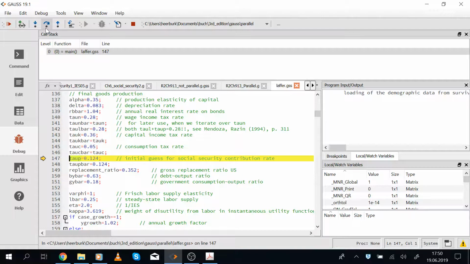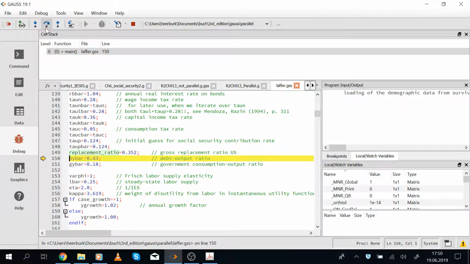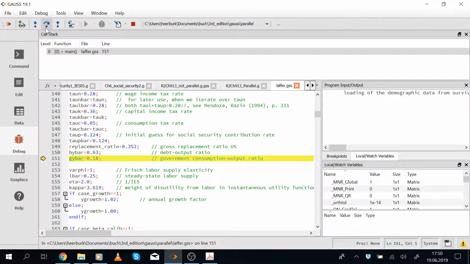The US value is close to 12%, so this will be calibrated below so that tau p balances the social security budget. And the replacement ratio is set equal to 35.2%, which is the gross replacement ratio, meaning the ratio of pensions relative to gross average wage income in the US, and this is taken from the OECD. We take the debt output ratio and the government consumption ratio of 63 and 18% from Trabant and Ulich.